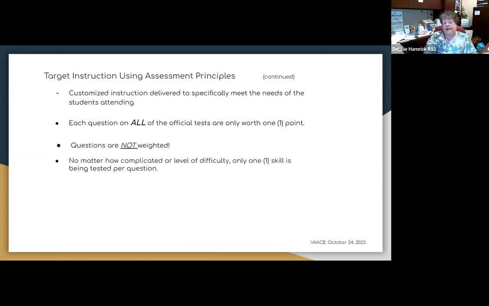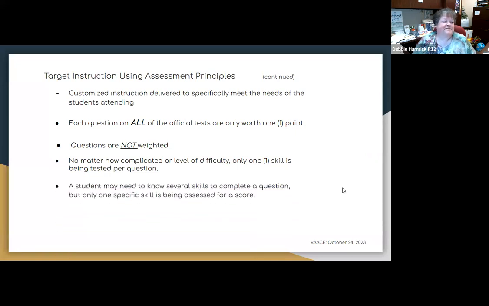So no matter how complicated or the level of difficulty, only 1 skill is being tested per question. However, your student may have to know several skills to be able to answer the skill that's being tested. Does that make sense? If you have somebody who needs to find the average and the answer then is asking for another question, they may not be testing finding the average, but how you use that answer in the rest of the question.